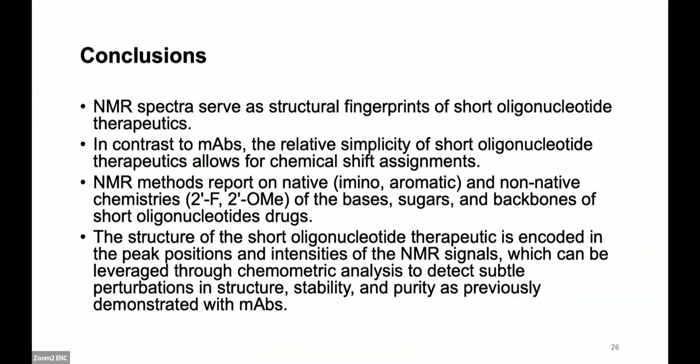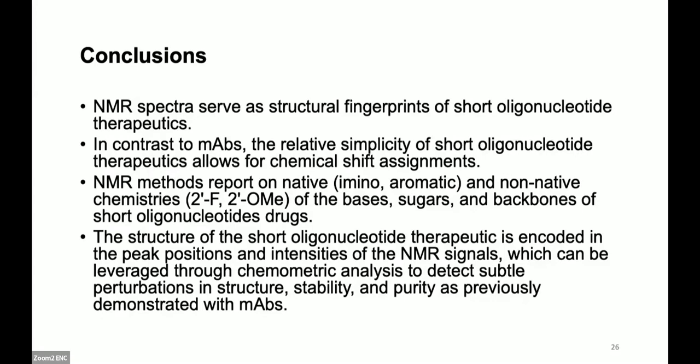We can also tailor these NMR methods to look at both the native structural features of nucleic acids, that would be your aminos and your aromatics. But we can also look at the non-native chemistries and really leverage the advantages of fluorine NMR as well as phosphorus NMR that you won't be able to with native nucleic acids necessarily or in mAbs. And this last bullet point is a future direction.